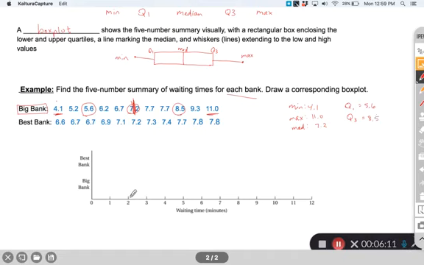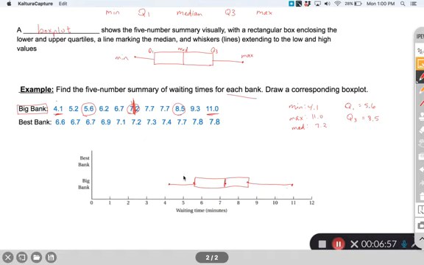So let's draw a box plot for this. I just did Big Bank, so I'm going to draw a box plot down here. The minimum was at 4.1, so I'm going to have to estimate here, maybe about right there. And then 11 is over here. Draw 2 dots for the minimum and maximum. The median is at 7.2. Again, I will estimate where that is. Q1 is 5.6, and Q3 is 8.5. So we're going to draw a box that encloses my Q1 and Q3 with a line going straight through the median and whiskers going out to the minimum and the maximum.